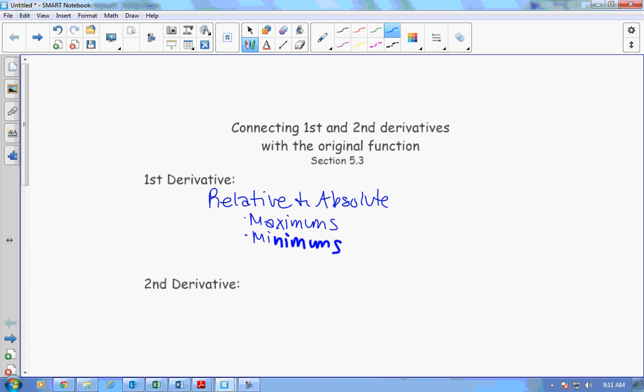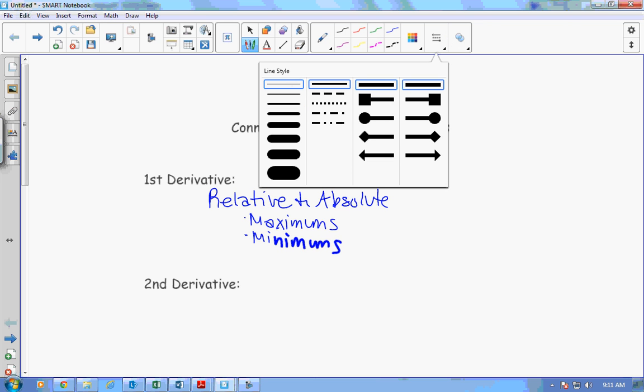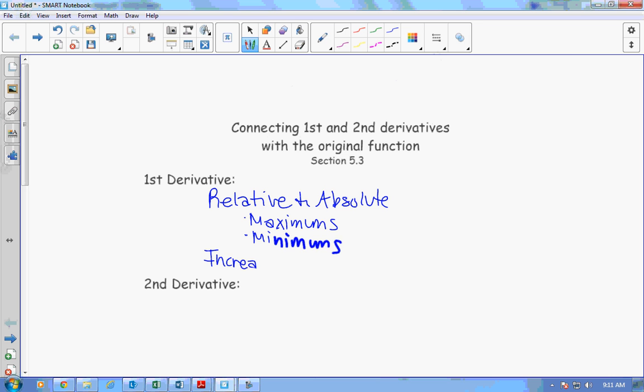And we were also able to find the intervals of increasing and decreasing. By finding those critical points and restricted values, if the derivative was positive, that would be an area where it was increasing. If the derivative was negative, that would be a part where the function was decreasing. Okay?